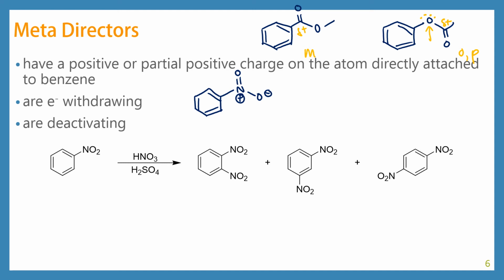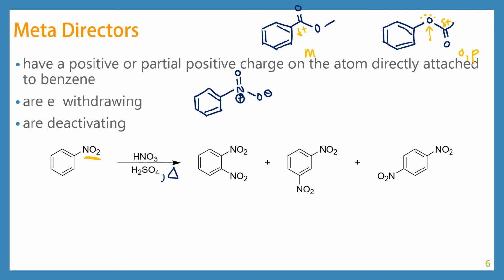So let's look at our example down below of the nitrobenzene. When nitrobenzene is reacted with nitric acid and sulfuric acid, nitrobenzene is a deactivated structure. It's probably going to actually take heat in order to get this reaction to occur.